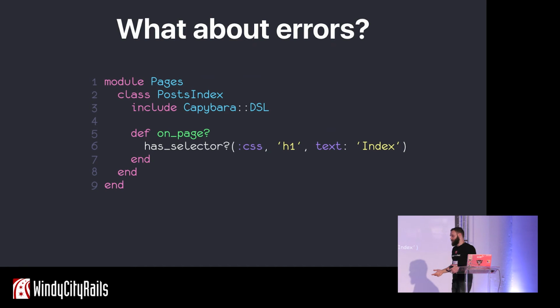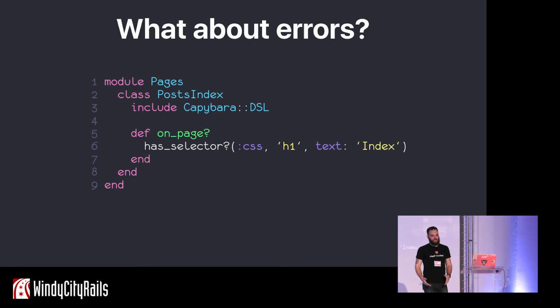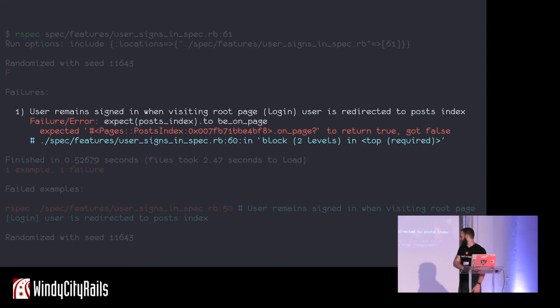So I introduced this concept in my team at Hashrocket, and one of the biggest feedbacks I got is that the error messages suck. They're really, really bad. Let me show you. We expected to be on page, expected it to return true, but got false. Great. What do I do with this?